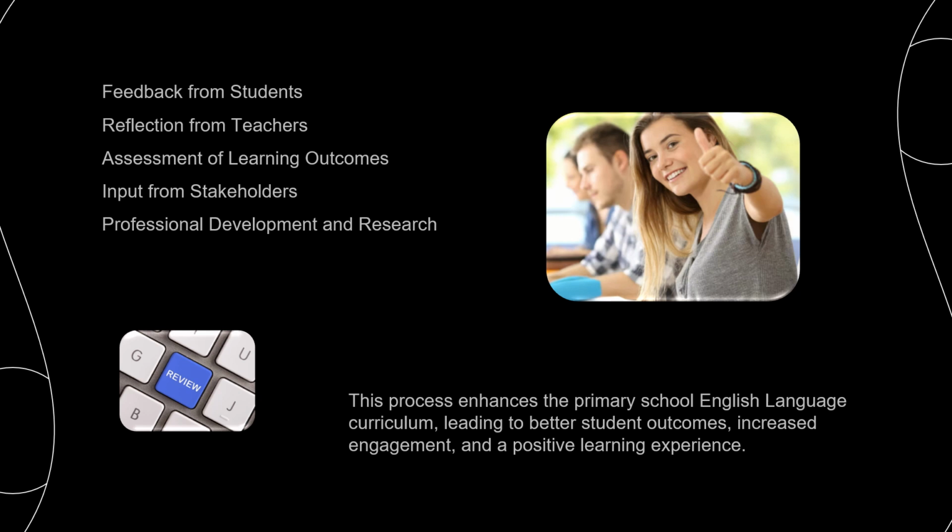By continuously reviewing and adapting the curriculum, primary school English language teachers ensure that it meets the specific needs of their students and aligns with current educational trends. Feedback collection, reflection, assessment analysis, stakeholder engagement, and professional development all contribute to the iterative process of curriculum improvement. This process enhances the primary school English language curriculum, leading to better student outcomes, increased engagement, and a positive learning experience.